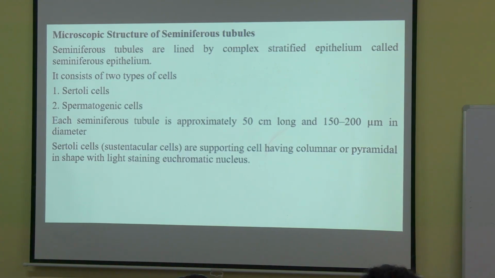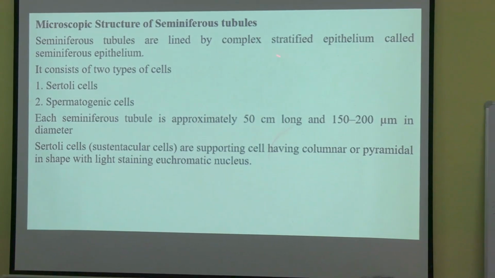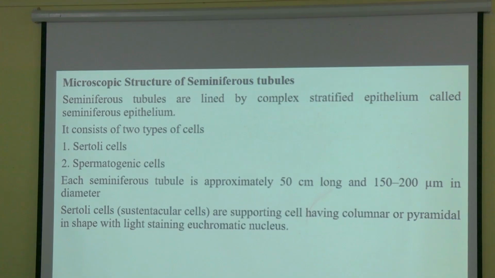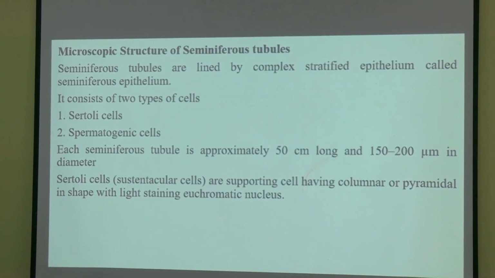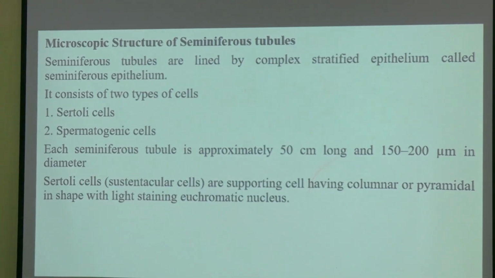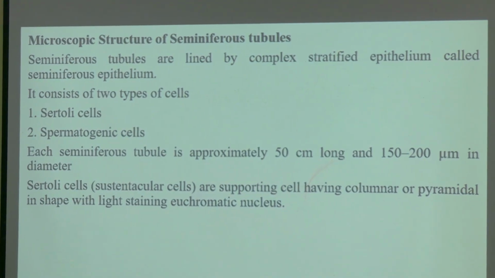Now, inside the seminiferous tubule, mainly two types of cells are there, also called complex stratified epithelium. Here, stratified does not mean transitional epithelium, stratified squamous or stratified keratinized. Here stratified means different types of cells are present. That's why it is mentioned as complex stratified epithelium. When you focus the microscope on a cut section of a seminiferous tubule, you will see multiple layers of cells. It doesn't mean that it is a stratified layer. What it means is that different types of cells are present.